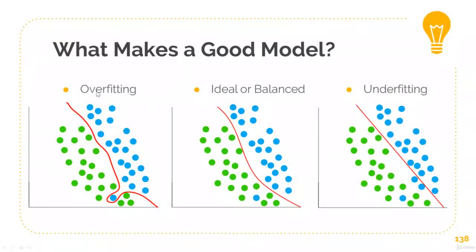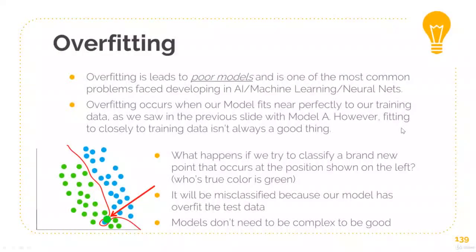So, as I explained before, this model overfits, this model is ideal or balanced, and this is what is called underfitting. It doesn't fit the data too well. It just gives you a generic little boundary and tells you, yeah, I tried my best, but it's underfitting. So let's go into overfitting.